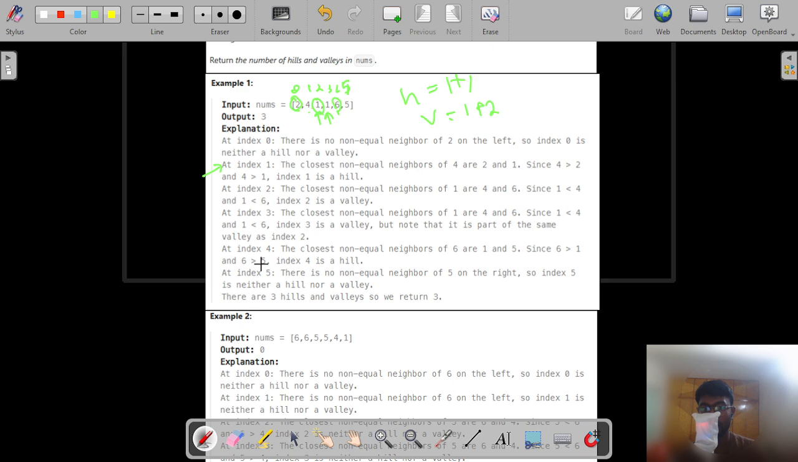And index 5, which has the value 5, has no neighboring indexes on the right. So 5 is neither a hill nor a valley, just like index 0. Out of these three, these two are equal. So we have two hills and one valley. That's the whole solution that we are given.